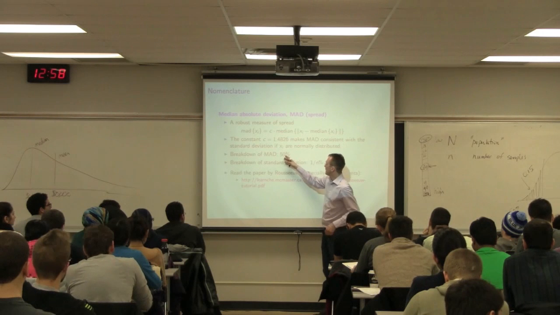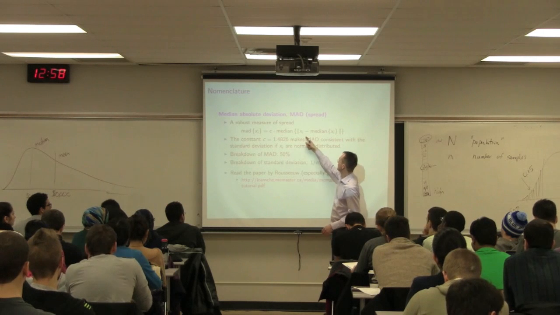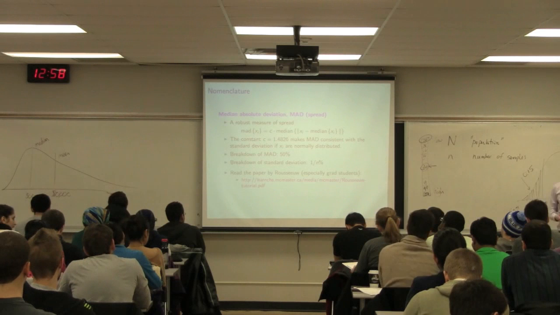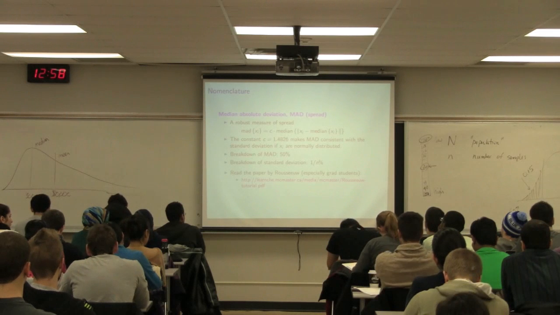Okay, again, the breakdown point of the MAD is 50%, and that's because if you look at the formula for it, it's just a function of medians, and the median's breakdown point is 50%.